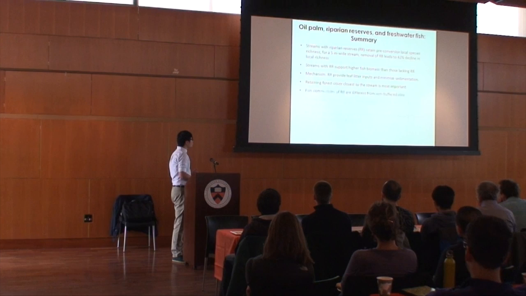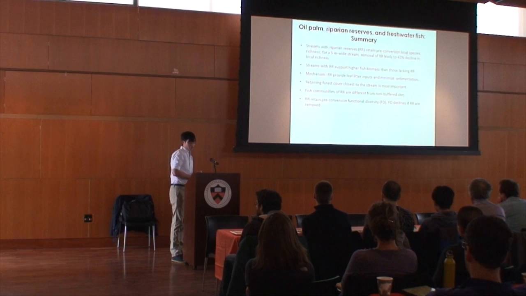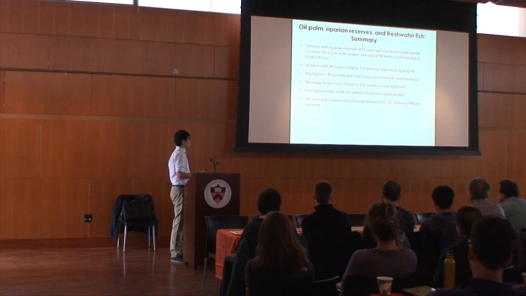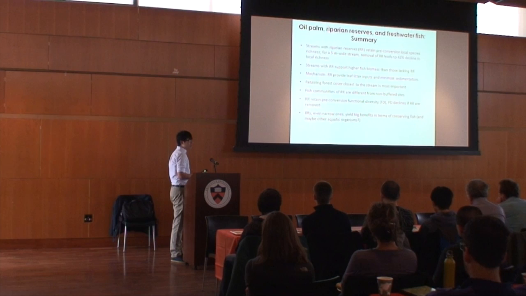Fish communities of riparian reserves are different from non-buffered sites. Riparian reserves retain pre-conversion functional diversity, and functional diversity declines if they are removed. And you can conclude that even narrow riparian reserves can yield big benefits in terms of conserving fish and maybe other aquatic organisms, but it would probably be different for terrestrial ones.